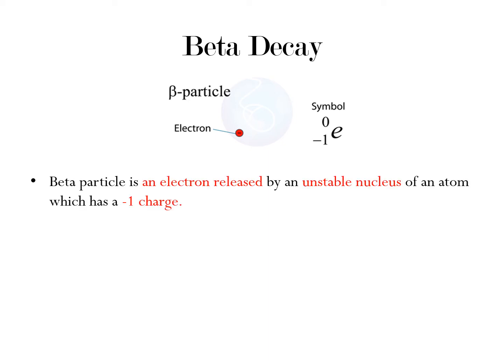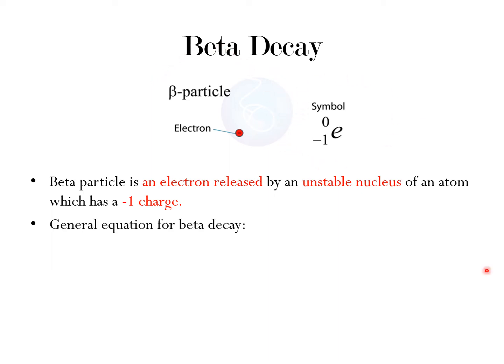Next is beta decay. Beta decay occurs when a neutron changes into a proton and an electron. The proton is retained by the atom while the electron is lost. The lost electron is known as a beta particle. A beta particle is an electron released by an unstable nucleus of an atom, which has a -1 charge. Here is the structure for the beta particle and its symbol.